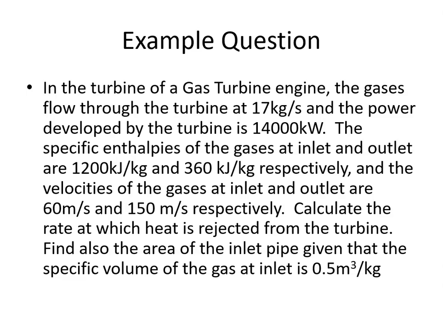Calculate the rate at which heat is rejected from the turbine. Find also the area of the inlet pipe given that the specific volume of the gas at inlet is 0.5 meters cubed per kilogram.